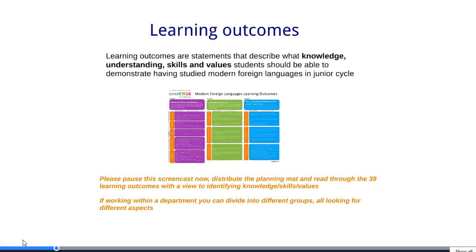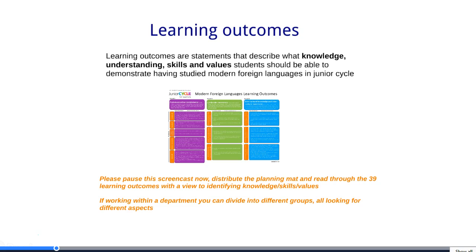Learning outcomes are statements that describe what knowledge, understanding, skills and values students should be able to demonstrate having studied modern foreign languages in Junior Cycle. Please pause this screencast now in order to distribute the Learning Outcomes Planning Mat to each teacher and read through the 39 learning outcomes with a view to identifying knowledge, skills and values. If working as a department, you might like to divide into different groups, all looking at different aspects, with perhaps one group exploring knowledge or content, another skills, and another values.